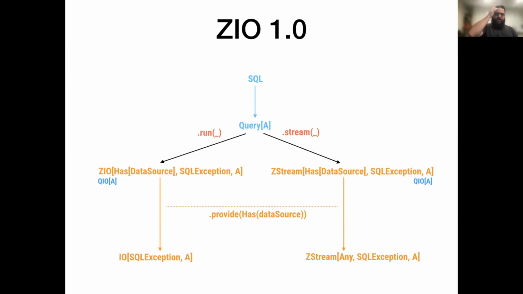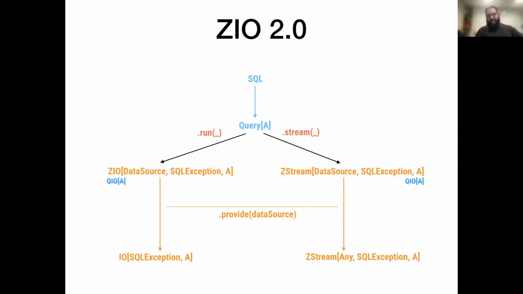So we realized, okay, this is has data source, no with closable, no connection, it's just this. This is what it's supposed to be. This is sort of the best that we can do in Zio 1.0. In Zio 2.0, hopefully very soon, it will be this. And that is all that we care about. In fact, the type alias QIO probably won't even be necessary, so we can just have this.